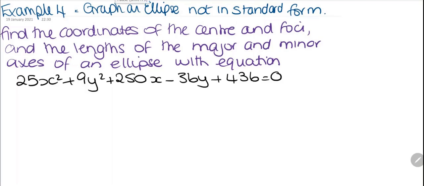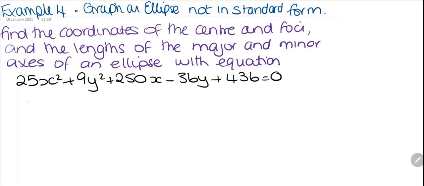Okay, example 4, graph an ellipse which is not written in standard form. So we need to find the coordinates of the center and the foci and the lengths of the major and minor axes of an ellipse with the equation that is shown. So we're going to rewrite these with the x's together and the y's together, and then we need to complete the square.